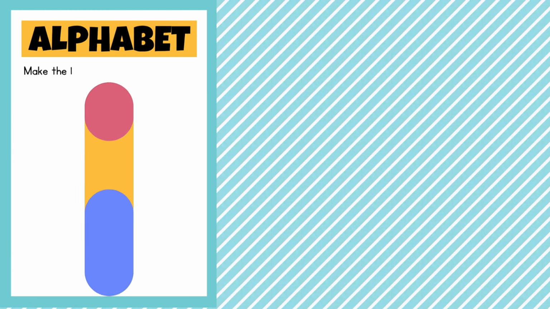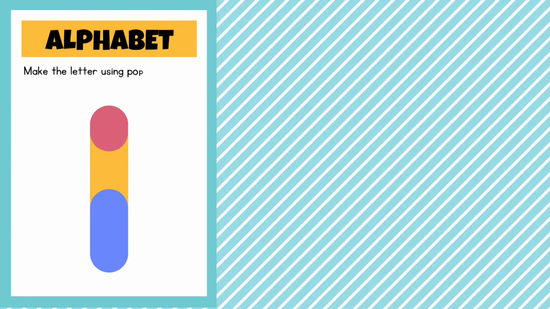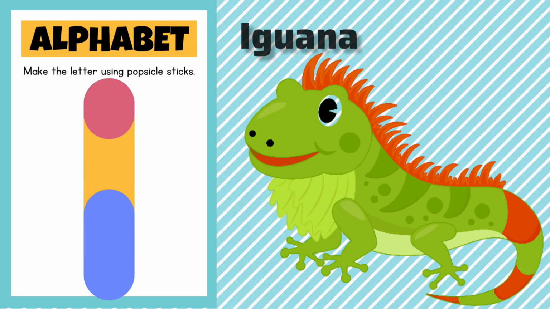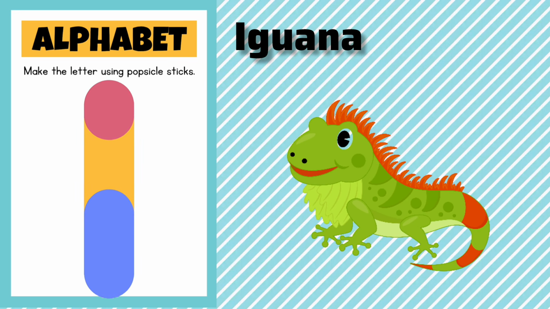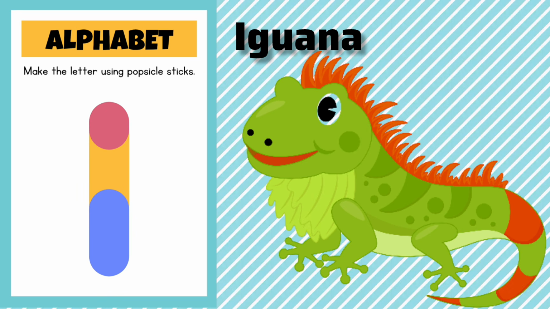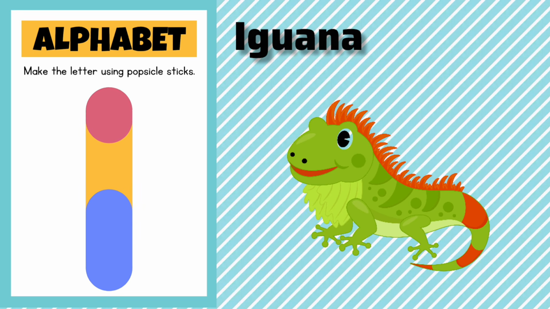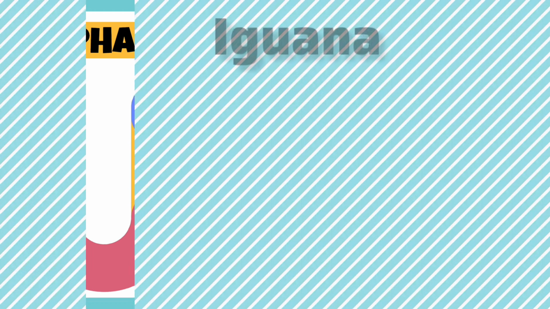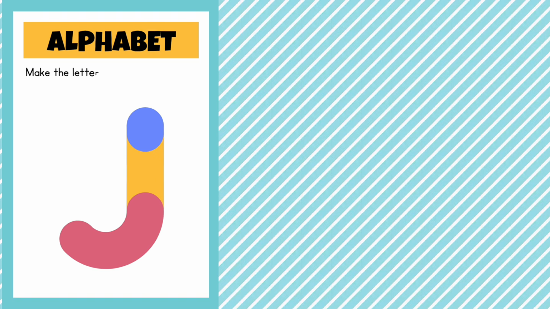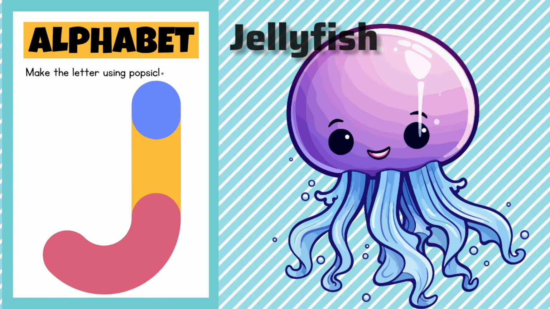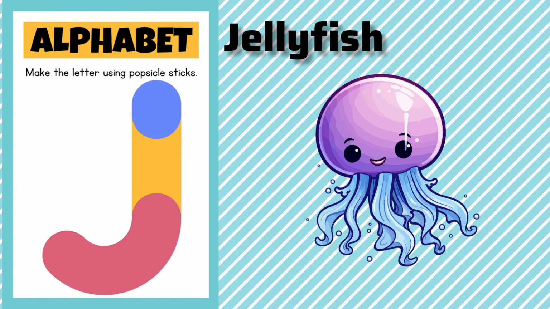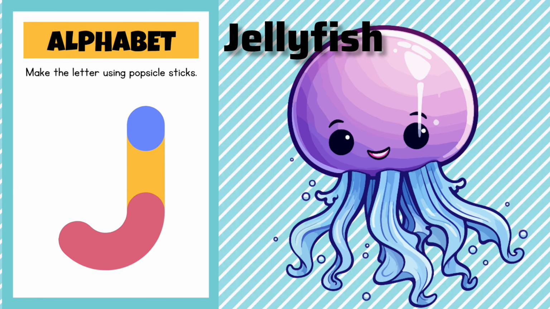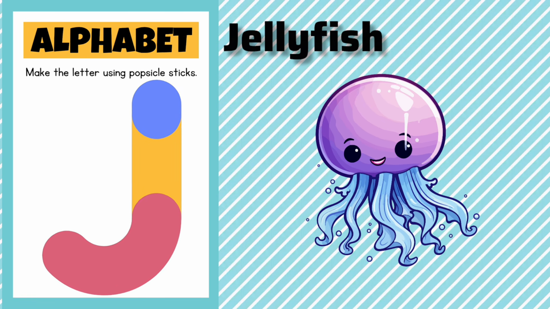This is the letter I. I is for iguana. Iguana. This is the letter J. J is for jellyfish. Jellyfish.